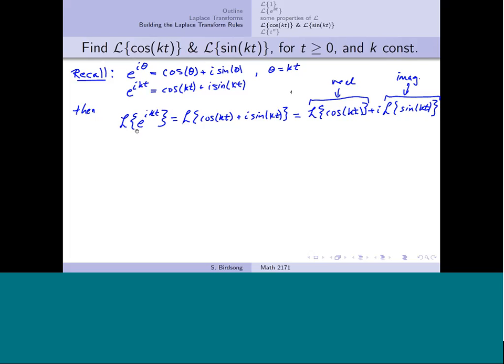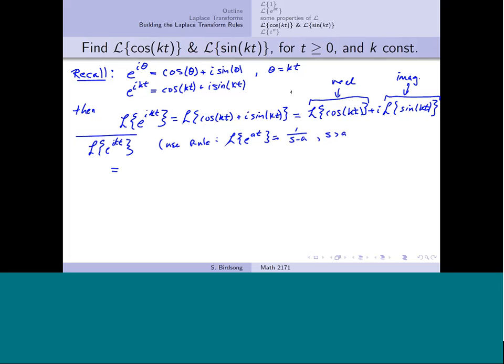Now, we'll come back to this at the very end, but next let's go ahead and just compute the Laplace transform of e to the i times kt. Now we'll use our rule. Okay? So use rule. And the rule that we've had was the Laplace transform of e to the at was the same as 1 over s minus a, and your s had to be bigger than a.